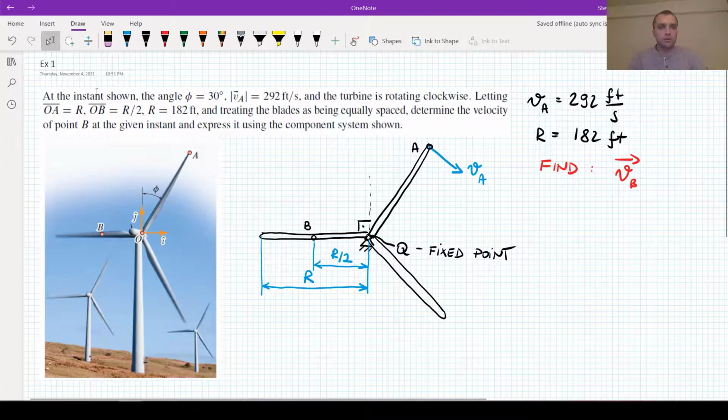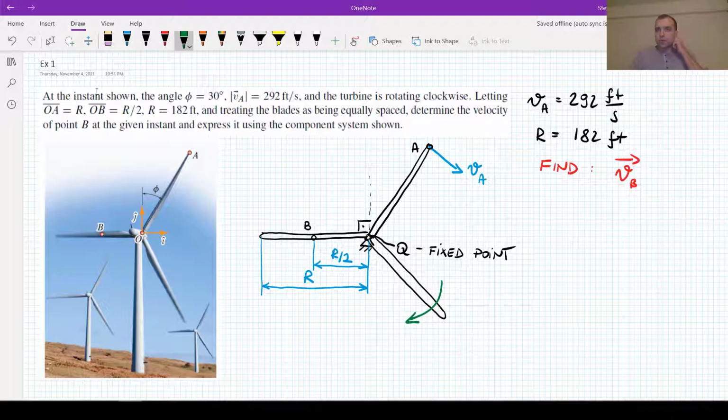Feel free to pause the video and familiarize yourself with the problem statement before we start our solution. Okay, so what do we have in here? We have our turbine, and they told us that it is rotating clockwise, right? And they also told us that this distance is r, and r is 182 feet. Additionally, we know velocity of this point. Please observe that there is 90 degrees between the blade and this velocity. They ask us to find the velocity of this point, of point B.